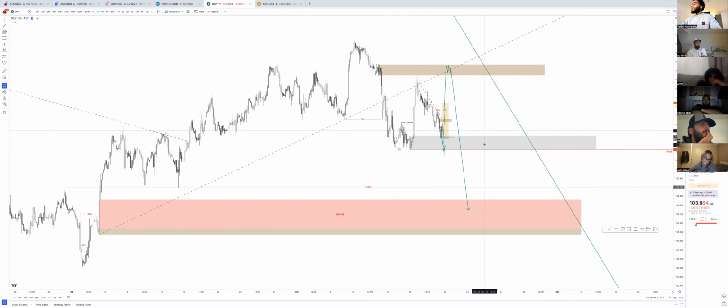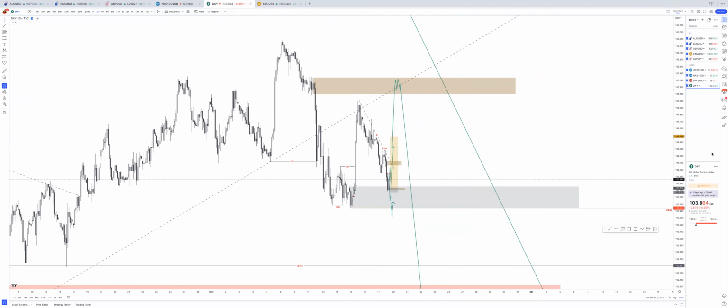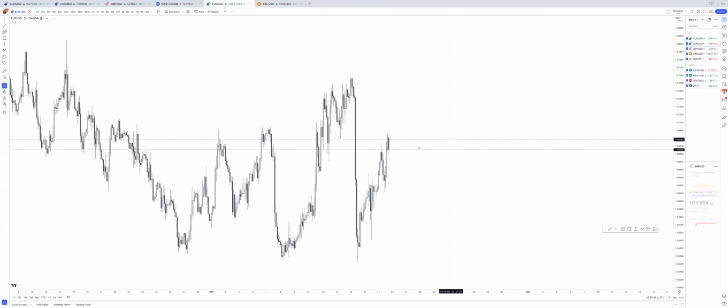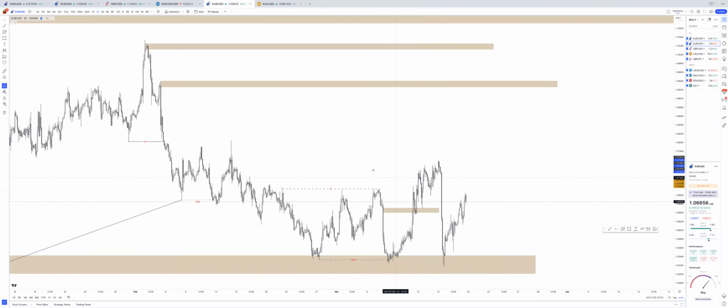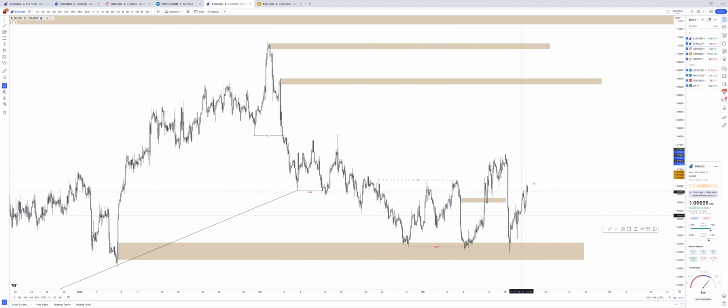So this is a demand zone, but I'm not interested in this too much. I have a POI inside here, which is on a lower time frame. Okay, so that was just a quick explanation of that. So now let's look at the euro. The euro has plummeted into this demand zone here, and it's now rejecting upwards.